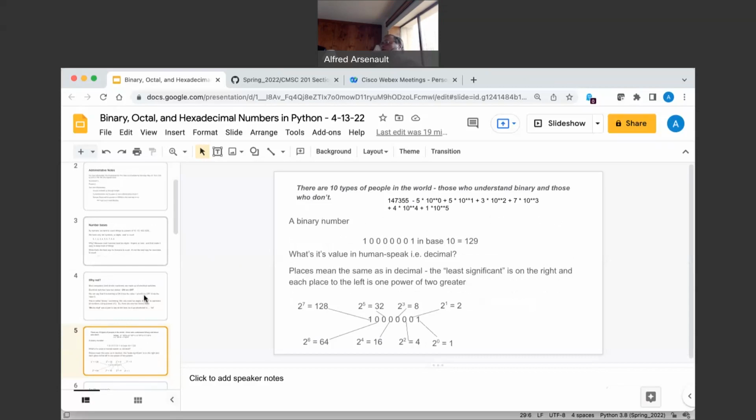So computers speak in base 2, humans speak in base 10.